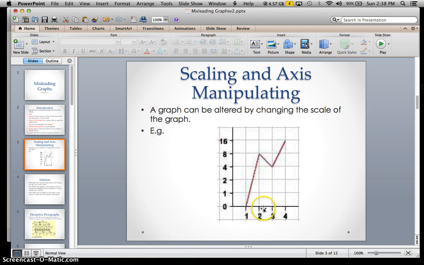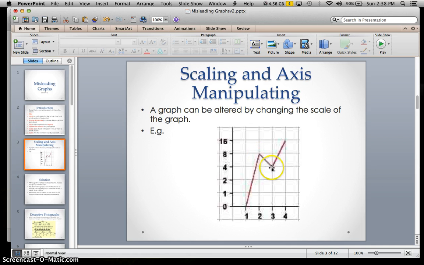So between 1 and 2, whatever information that's representing, it looks as though that is the greatest jump in numbers. So it looks like all of a sudden, bam, we're going straight up here. Okay? However, if we take a look at the scale and see exactly how many spots we've jumped up, we've gone from 0 to 8, so we've jumped up 8 spots.